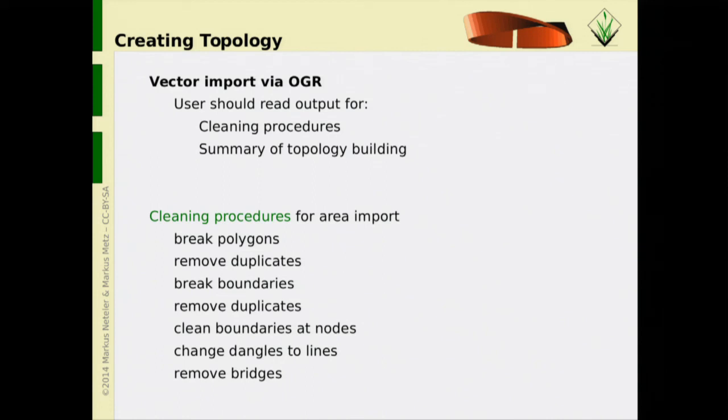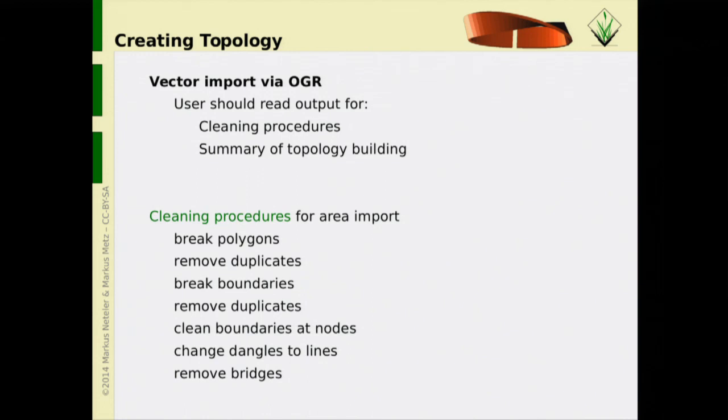The cleaning procedures for area import, just a quick summary. It breaks polygons, removes duplicate boundaries, breaks boundaries again, removes duplicates again, removes small angles, nodes, changes dangles, and removes bridges. So this is quite a list, but all this is needed to convert non-topological vector data to topological vector data. And all this is done automatically. You don't have to worry about that unless something goes wrong.